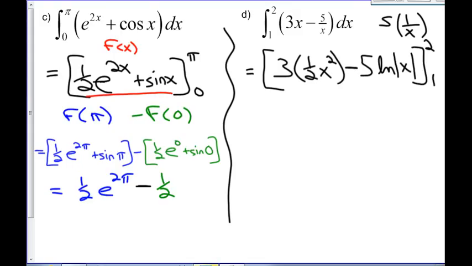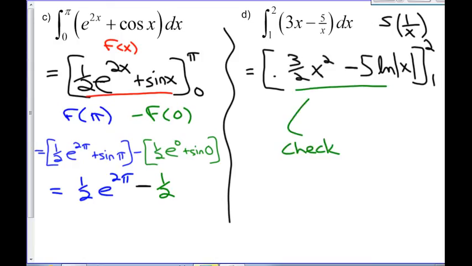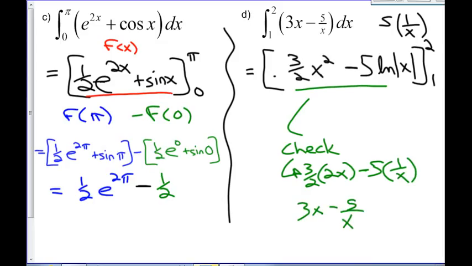Now I'm going to clean this up right away. That's 3 over 2 x squared. Off to the side, I'll check that. If I differentiate this whole thing, what will I get? I'll get 3 over 2 times 2x minus 5 times 1 over x, or 3x minus 5 over x. We must have done it perfectly. It differentiates to what we started with.